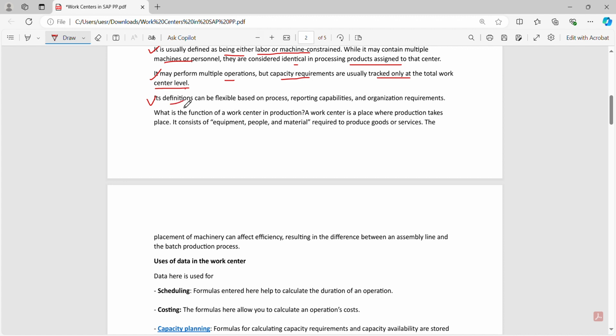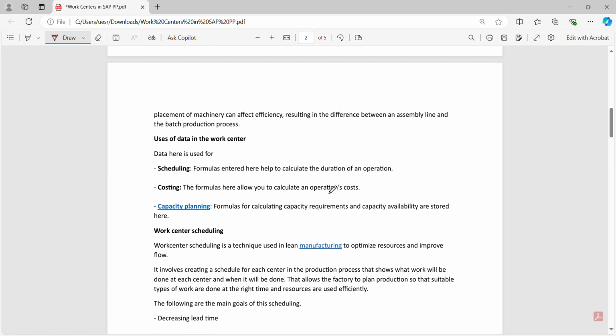So its definition can be flexible based on process, reporting capabilities, and organization requirement. So, what is the function of work center in production? A work center is a place where production takes place. It consists of equipment, people, materials required to produce goods or services. The placement of machinery can affect efficiency, resulting in the difference between an assembly line and batch production process.